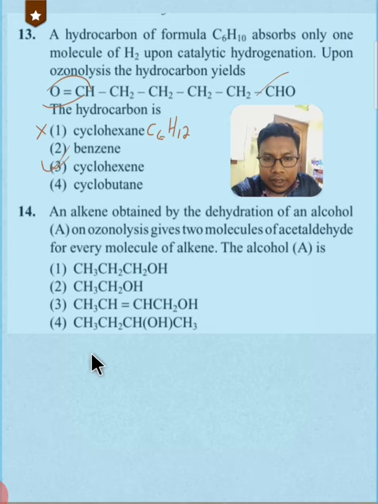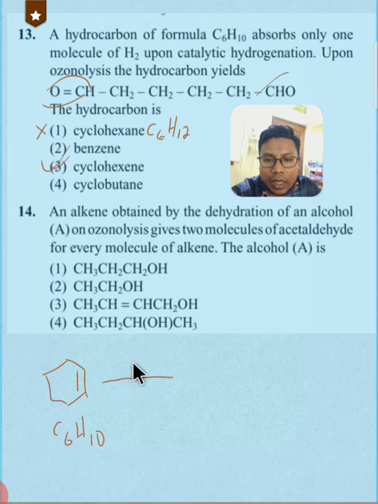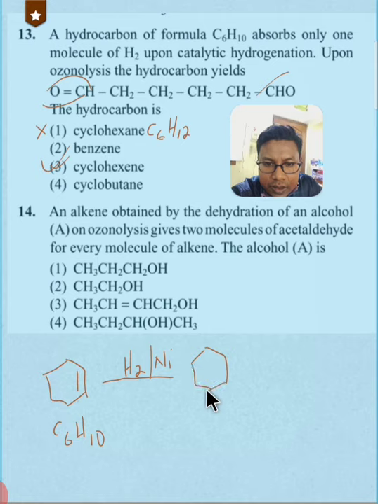Let me write the reaction here. This is our cyclohexene, and it has this formula, C6H10. Okay, upon hydrogenation, we will get this cyclohexane as the only product, right?